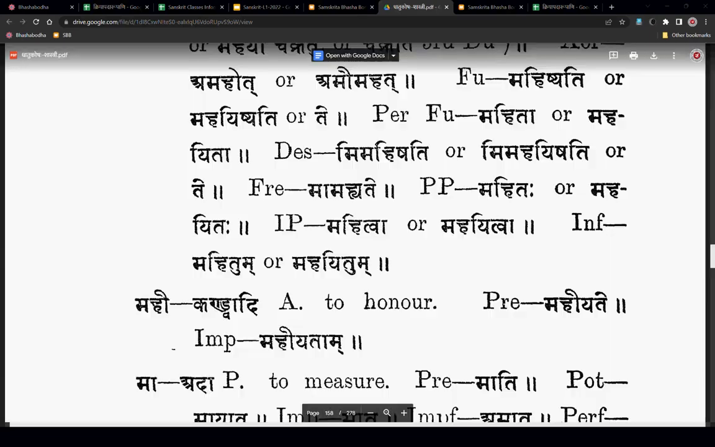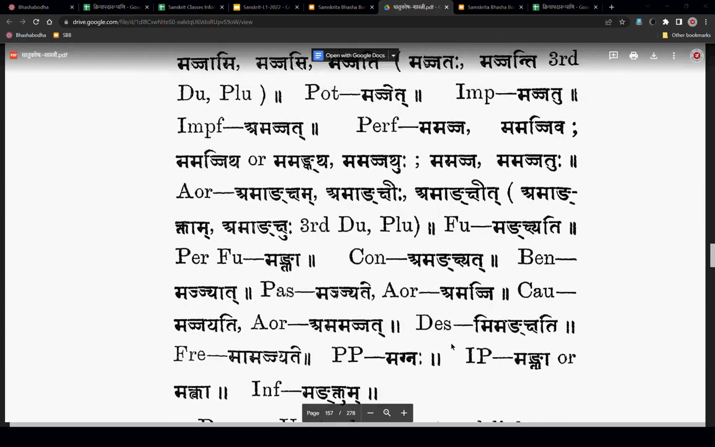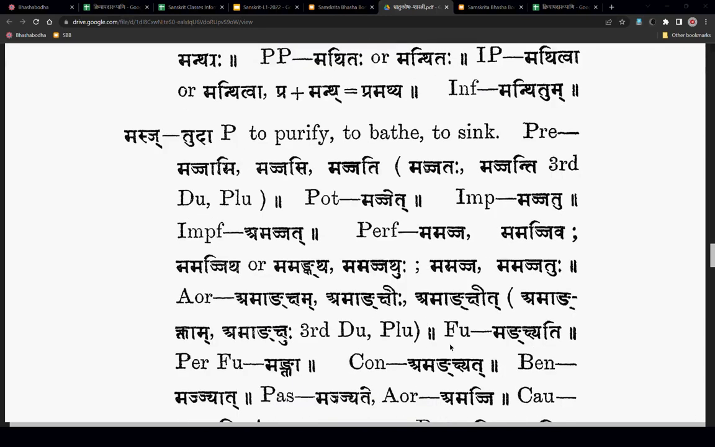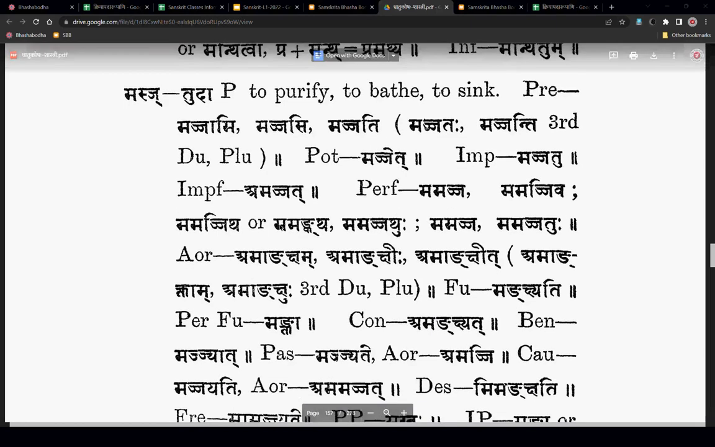Let me share the PDF. Okay, here. Let's say Maschadatu, whatever. Maschadatu, which is shown here. So you can see Majjati, Majjataha, Majjanti.